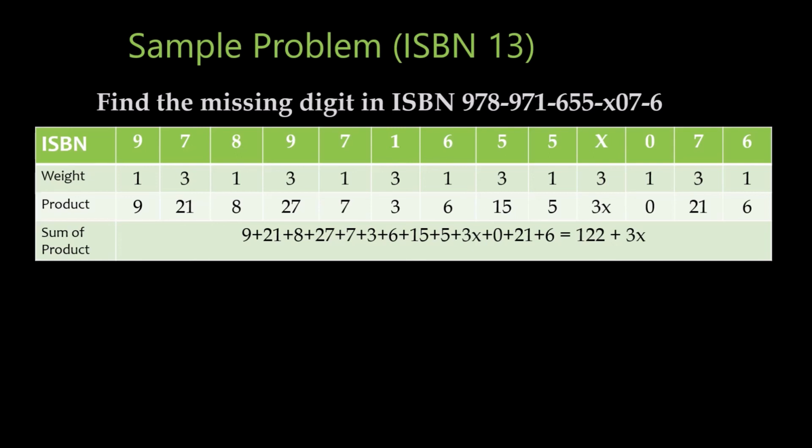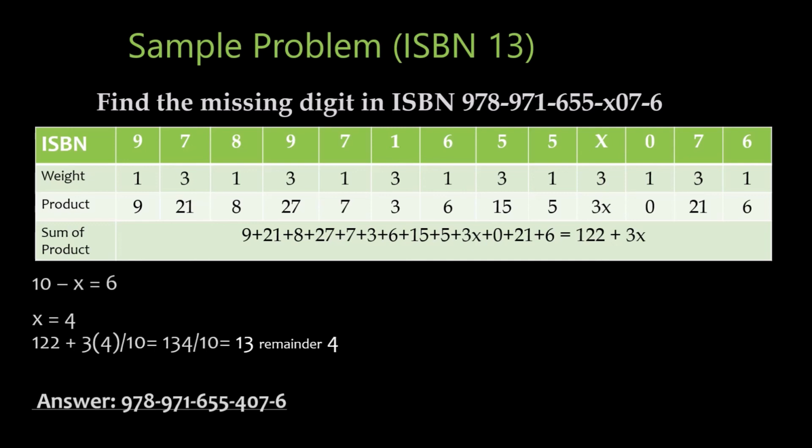Hence, since the check digit is 6, 10 minus x is equal to 6, and x is equal to 4. Now, using this value of x, 122 plus 3 times 4 is 134, divided by 10. And the answer is 13 remainder 4. Now our answer here is 4. Hence, the complete code is 978-971-655-4076. Now, to verify that this is correct, we will be using 4 in this equation. 10 minus 4 is equal to 6. Since our check digit is 6, therefore, our solution is correct.